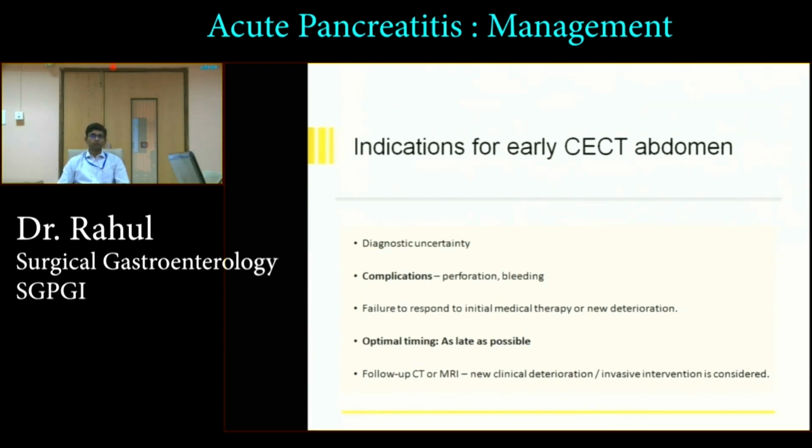We are not sure whether it is acute pancreatitis or perforation peritonitis or acute cholecystitis, or the ultrasound is not showing the picture we want to see, or it is not very clear about the diagnosis. Then we can consider CT scan in early period. Or if we are contemplating a complication related to pancreatitis. So, there can be perforation associated with pancreatitis, there can be bleeding associated with pancreatitis. In all these cases, we should do CT scan. And if these things are not present, then the optimal timing is that CT should be done as late as possible, not before 7 days or 10 days of pancreatitis. And if CT has been done earlier, then the next CT is done if there is a new clinical deterioration or if an invasive intervention is considered.